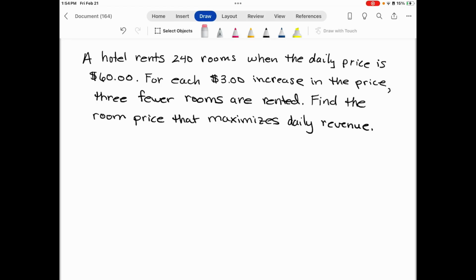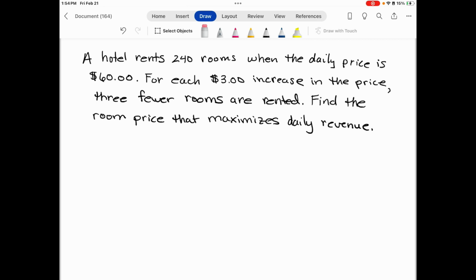A hotel ranks 240 rooms when the daily price is $60. For each $3 increase in the price, 3 fewer rooms are rented. Find the room price that maximizes the daily revenue.